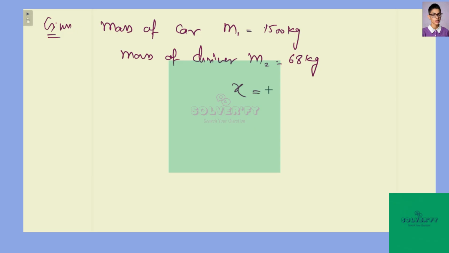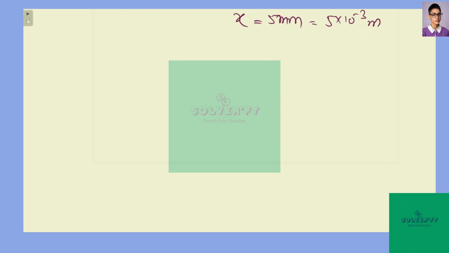We are given the compression of the spring, x equals 5 mm, or I can say 5 into 10 to the power minus 3 meters. First of all I am calculating the spring constant K. The external force is the spring force, which is Kx. The external force is given by the weight of the driver, that is m2 g equals Kx. So K is given by m2 g by x.